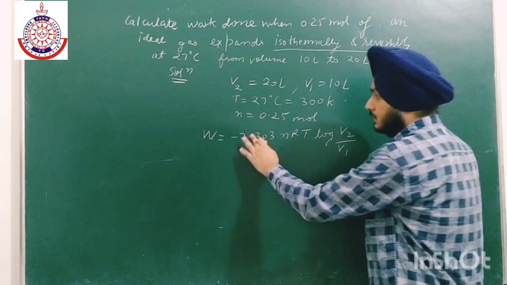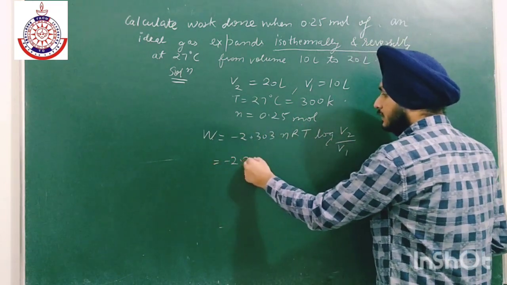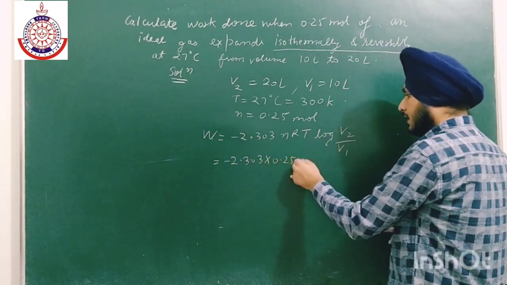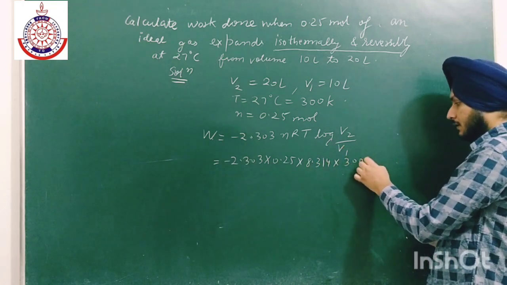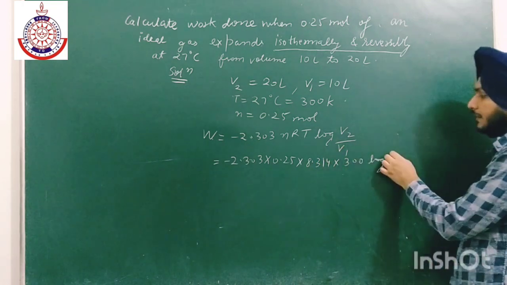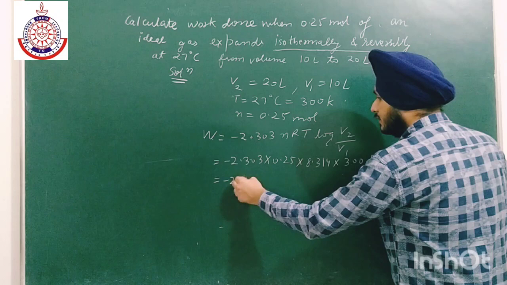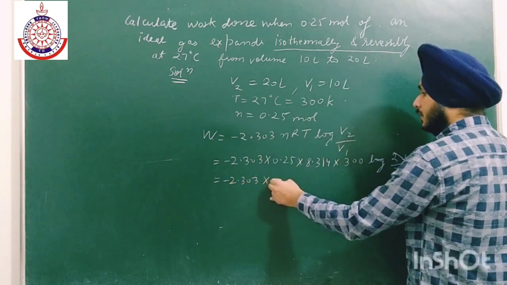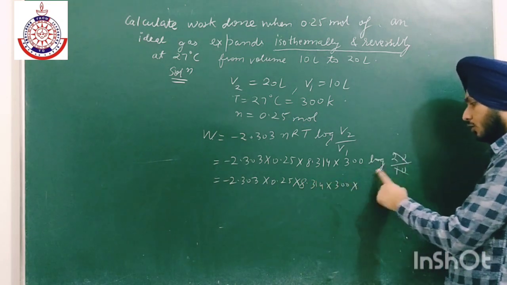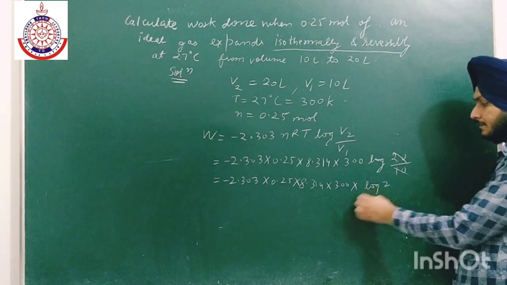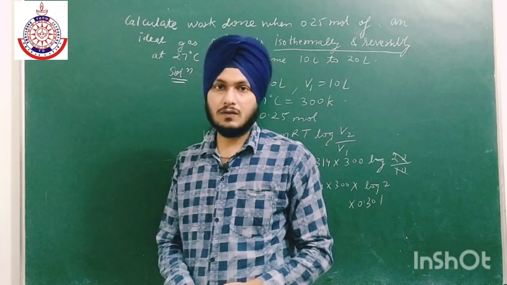So just put all the values, and we will get minus 2.303, n is 0.25, and R is the gas constant 8.314, temperature is 300, log V2 by V1, where V2 is 20 and V1 is 10. So this will cancel out, and we will get minus 2.303 into 0.25 into 8.314 into 300 into log 2. Now the value of log 2 is 0.301.